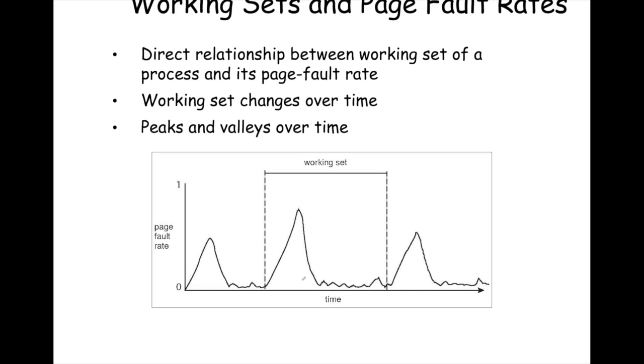And so there's a direct relationship between the working set of a process and its page fault rate. The working sets, as we saw, change over time, and you can get peaks and valleys in the page fault rate, and this page fault rate spikes in the beginning as you're faulting in those pages needed to satisfy the working set. So let's say you have some unit of time, and that working set over that delta is 5 pages long. And so in the beginning, you're going to have those 5 page faults.